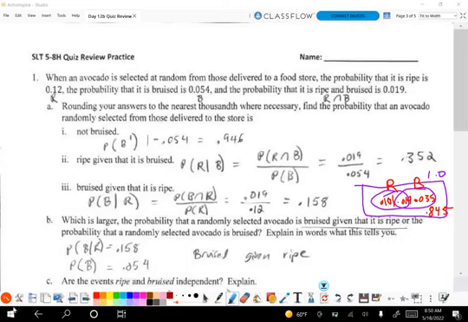Hello, this is our quiz review practice for the upcoming quiz SLT 5 through 8 honors.